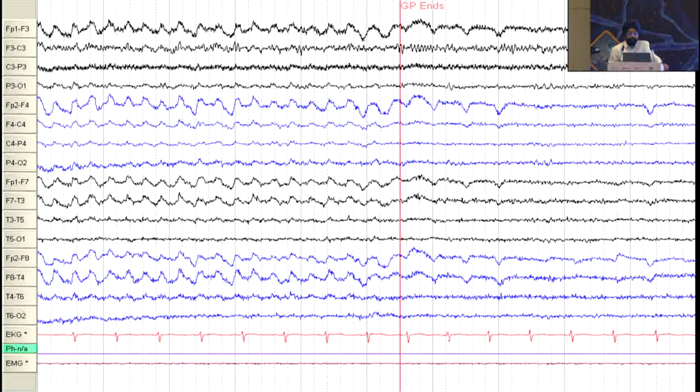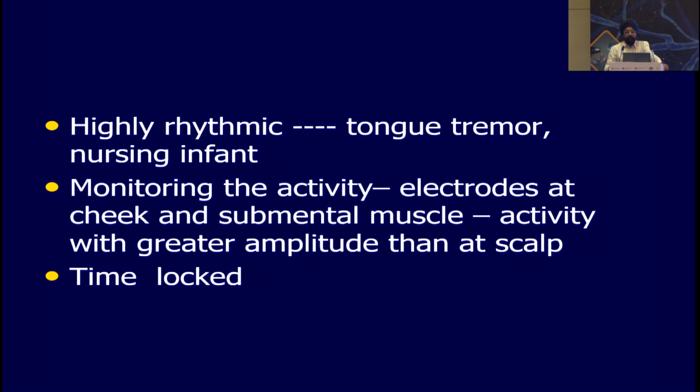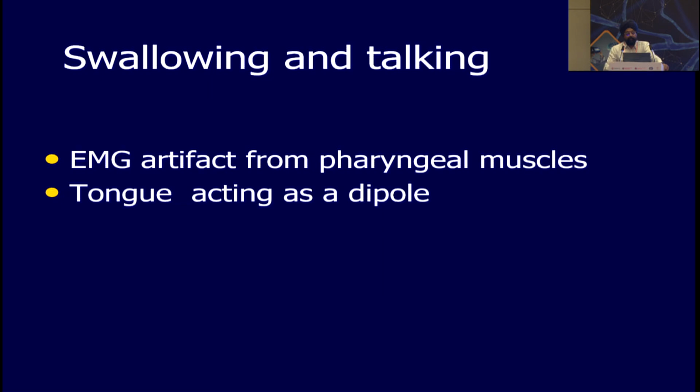A similar rhythm over the anterior. This can be highly rhythmic on tongue tremor, or when you are nursing an infant, sometimes you can have a patting infant also, or you're feeding the infant. Monitoring the activity with electrodes at the cheek or the submental muscles, you can have a recording on those muscle groups, and you can have higher amplitude activity than at the scalp from these muscle groups. And it is usually time locked to the speech.